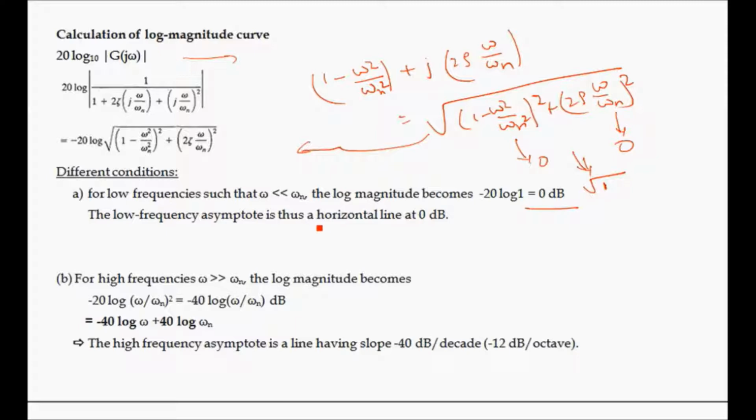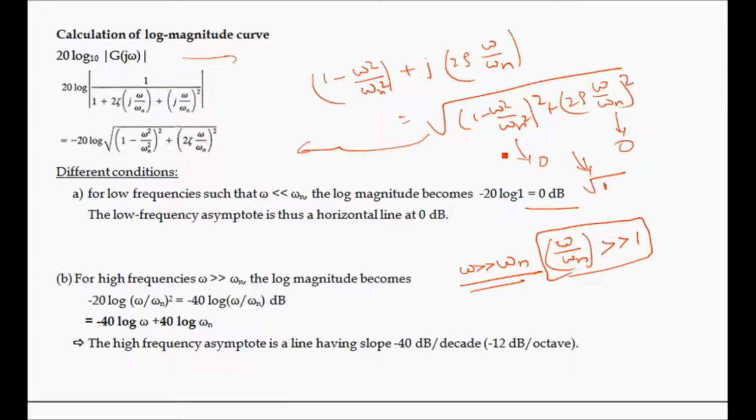So the low frequency component is thus a horizontal line at 0 dB. Now we consider the high frequency component. In the case of the high frequency component, we take omega much greater than omega n, so omega divided by omega n is much greater than 1.